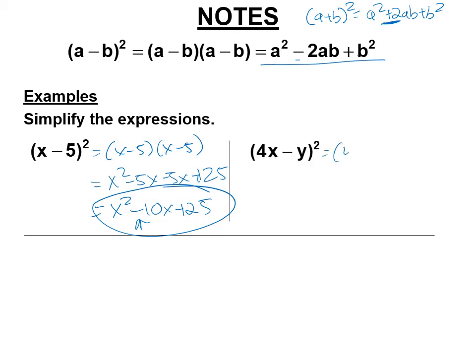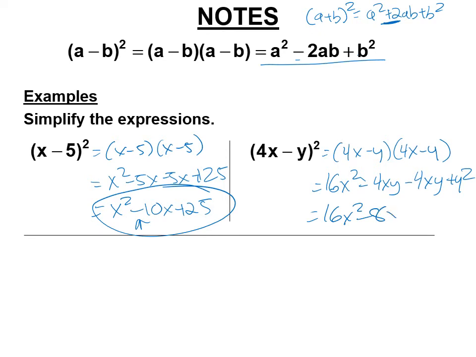So this is 4x minus y times 4x minus y, which equals 16x squared minus 4xy minus another 4xy, negative y times 4x, plus y squared, and you get 16x squared minus 8xy plus y squared. Negative 4xy minus 4xy is negative 8xy.